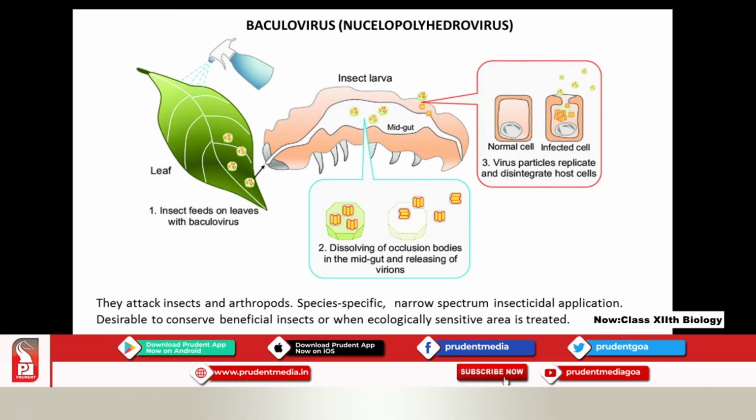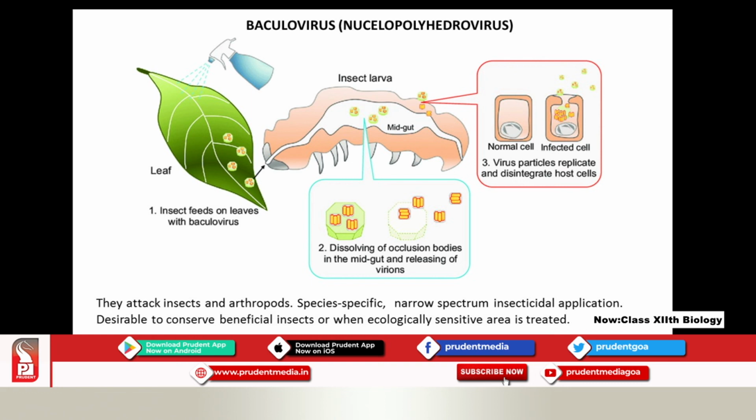Nucleopolyhedrovirus. Now what happens here? This baculovirus is a virus. The other one, Bacillus thuringiensis, was a bacterium, whereas this is a baculovirus. Here we are spraying it on the leaves, and the insect, say a caterpillar, feeds on the leaves along with the baculovirus. It goes into the midgut.